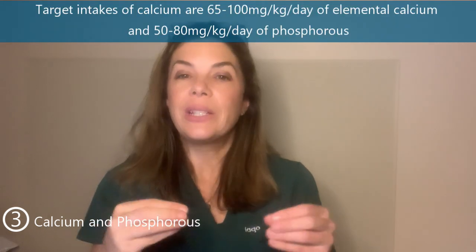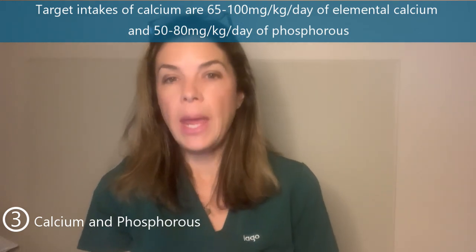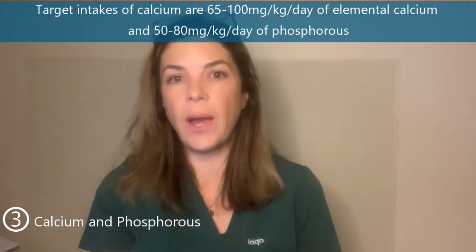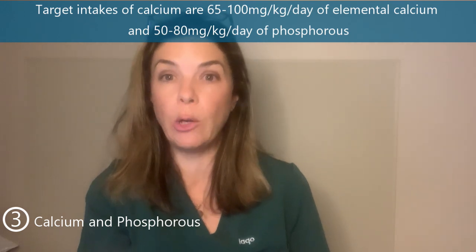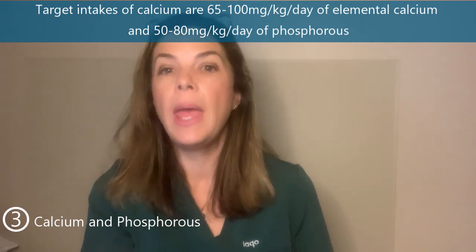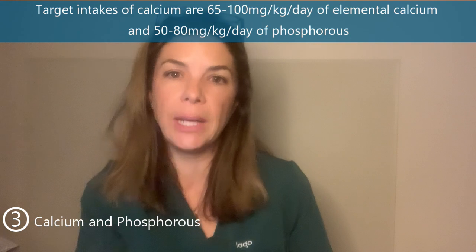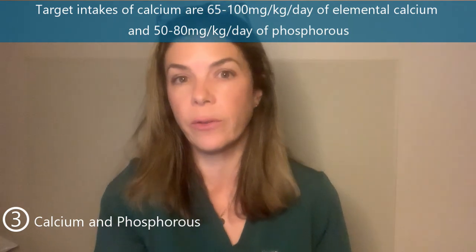So obviously it's really important to give good levels of calcium and phosphorus in the TPN. One expert once said that it's almost impossible to replicate exactly how much calcium and phosphorus the mothers are giving their babies in the 3rd trimester. The target intake of calcium is somewhere between 65 to 100 milligrams per kilo per day of elemental calcium and about 50 to 80 milligrams per kilo per day of phosphorus.